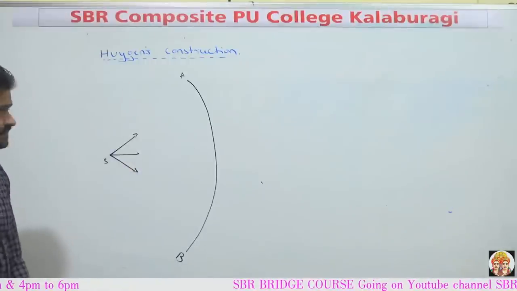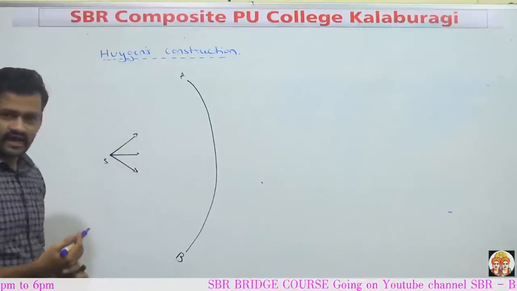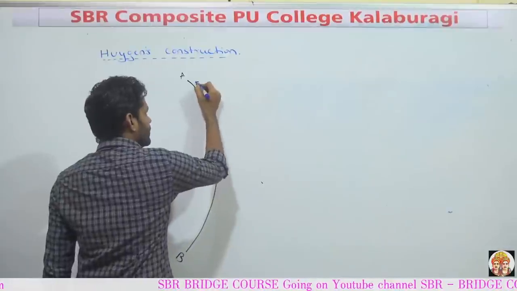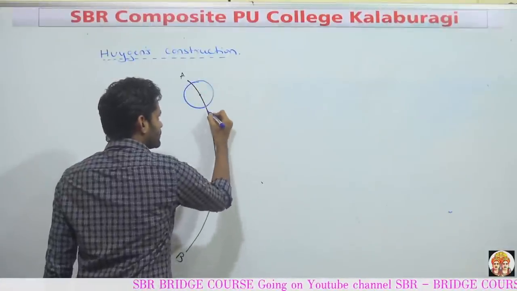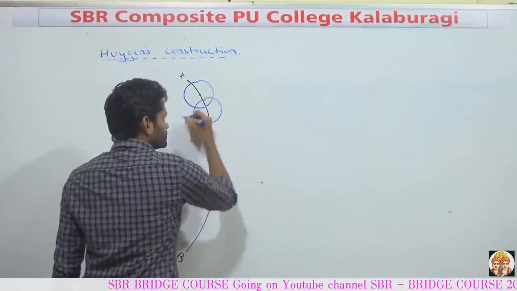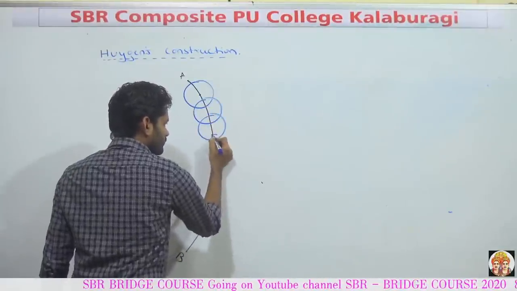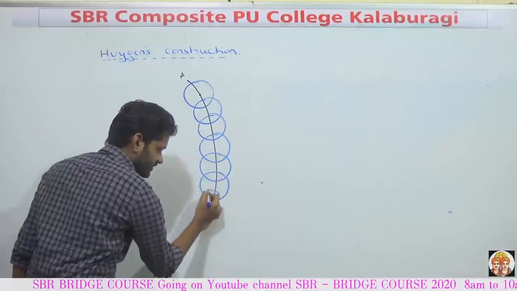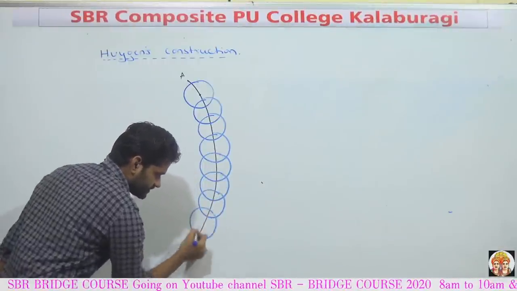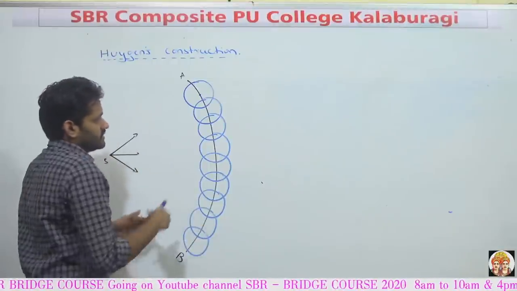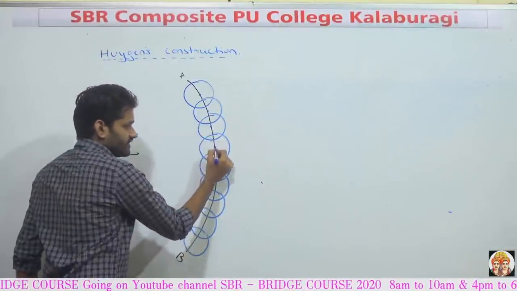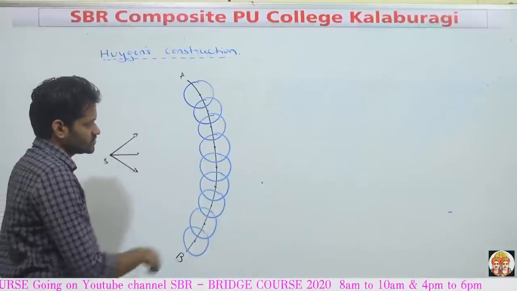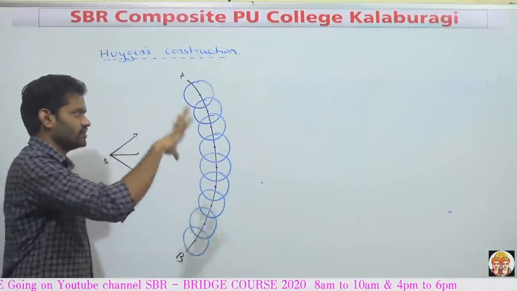It is the first wavefront. Each point on this wavefront acts like a secondary source. And these are what? Wavelets. Like this, wavelets will form. Which wavefront have we considered over here? Spherical wavefront. Each point on this wavefront acts as a secondary source. This secondary source will produce wavelets in all directions.